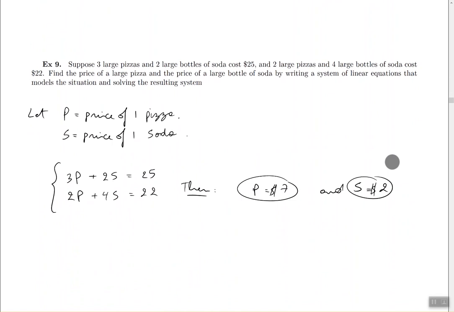Finally, example 9 with the pizza and soda. Again, same idea. We have 3 large pizzas and 2 sodas costing $25. That's gonna give me equation 1. And also I know that 2 large pizzas and 4 large bottles of soda cost $22. So that's gonna give me equation number 2. And that's what you're seeing here and here. And again, solving it, you get the numbers 7 and 2.